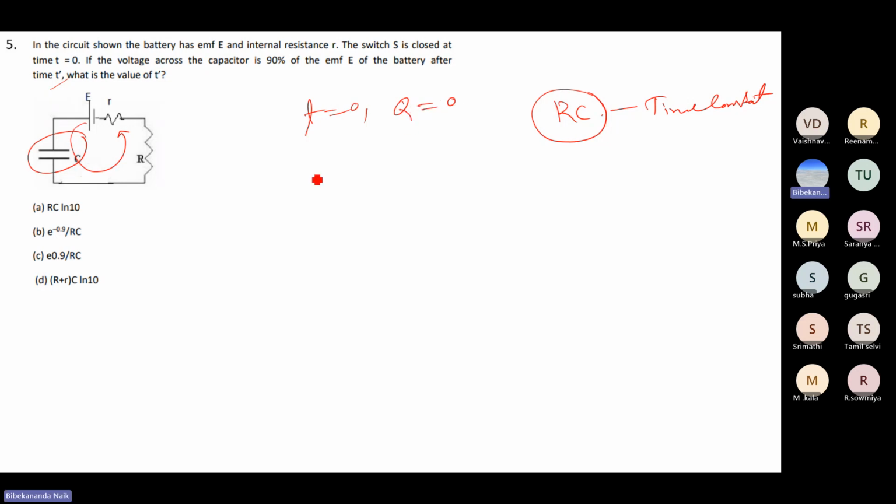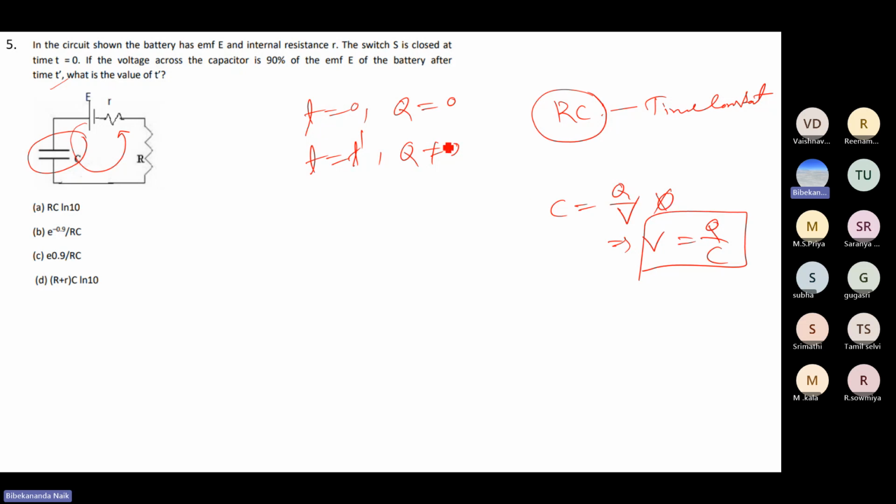But at certain time t equal to t prime, there was some charge in the capacitor developed which was not equal to 0. And due to this charge, we know C is equal to Q by V. So V will be Q by C. So due to this charge stored, the voltage across the capacitor will also rise because the capacitor is charging, and due to the process of charging, the charge is increasing on the capacitor. So the voltage drop across the capacitor will also increase.